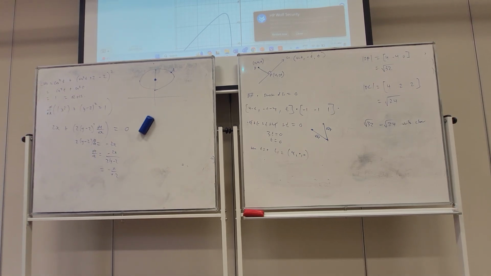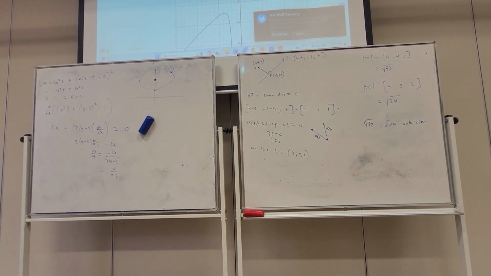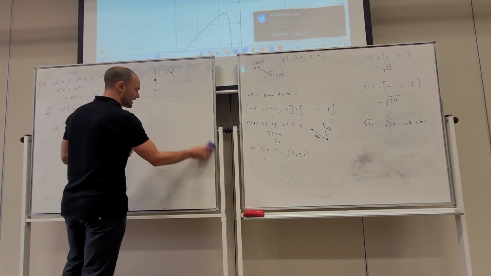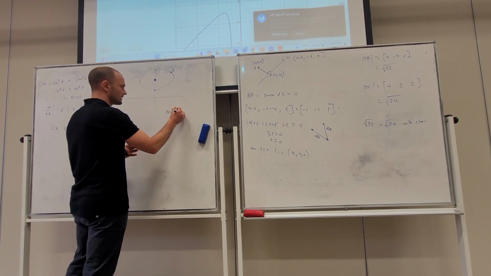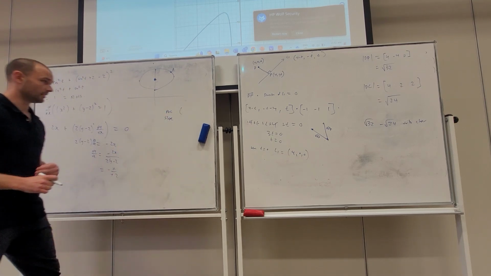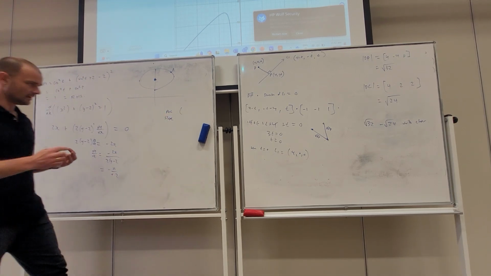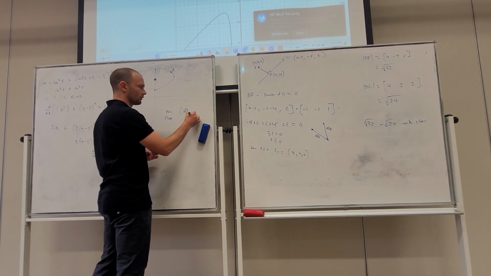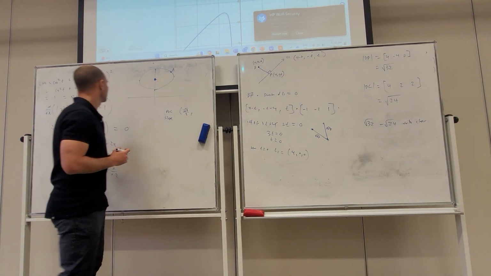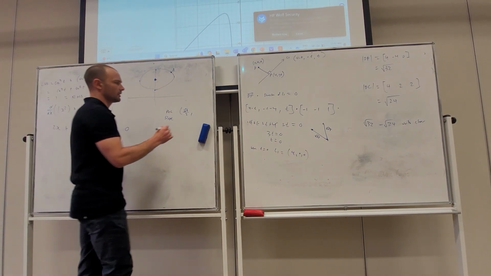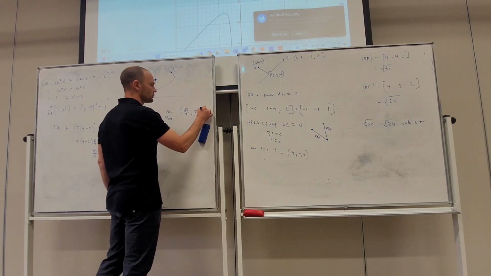Find the equation in the exact form of the tangent. Am I going too quick or are we okay? All right, for a tangent we need 2 things: the point of contact and the slope. The point of contact is the x value and the y value of A. The cos value of pi on 6 is root 3 on 2, the sine value is half, and so we have half plus 2, that's 2.5.